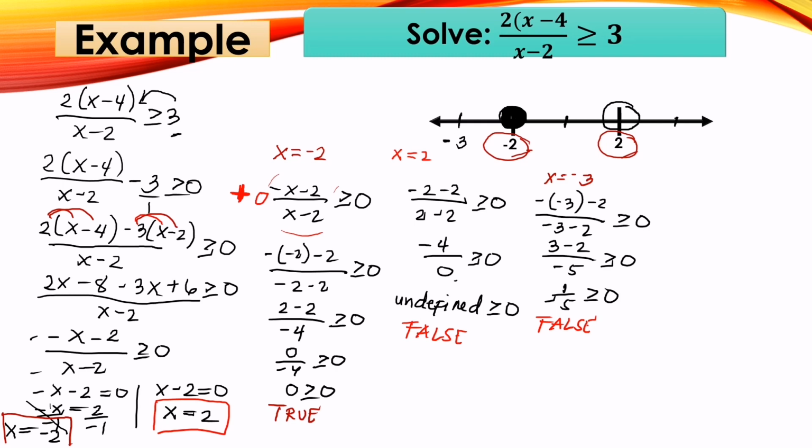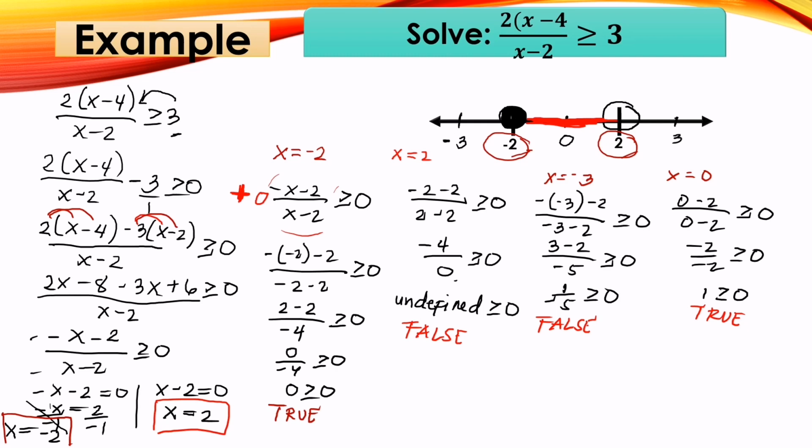How about between negative 2 and positive 2? For example, this is 0. So, x is equal to 0. So, 0 minus 2 over 0 minus 2 is greater than or equal to 0. So, negative 2 over negative 2 is greater than or equal to 0. So, this is positive 1 is greater than or equal to 0. So, meaning this is true. Ibig sabihin, yung between ng negative 2 at ng positive 2 is included also. Ayan, sinishade natin.